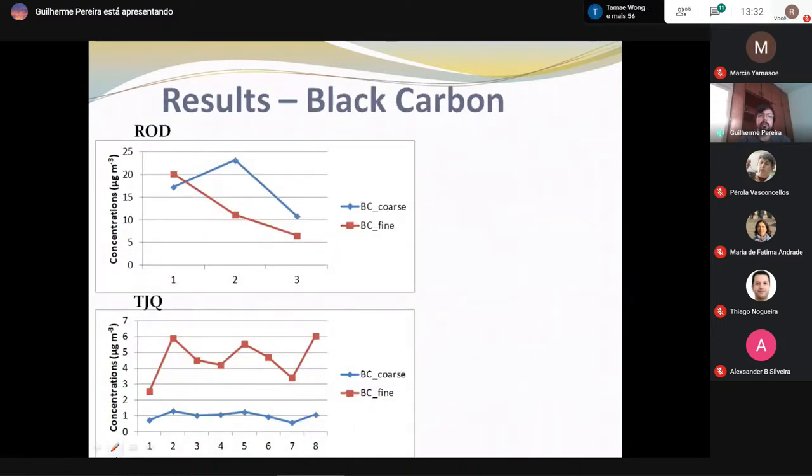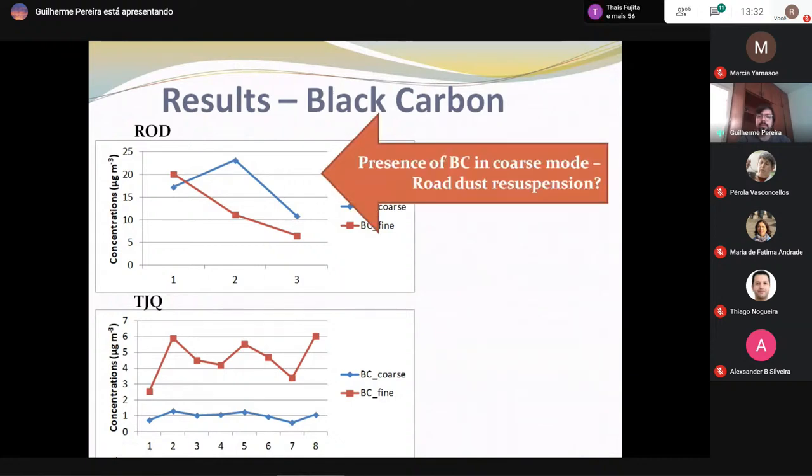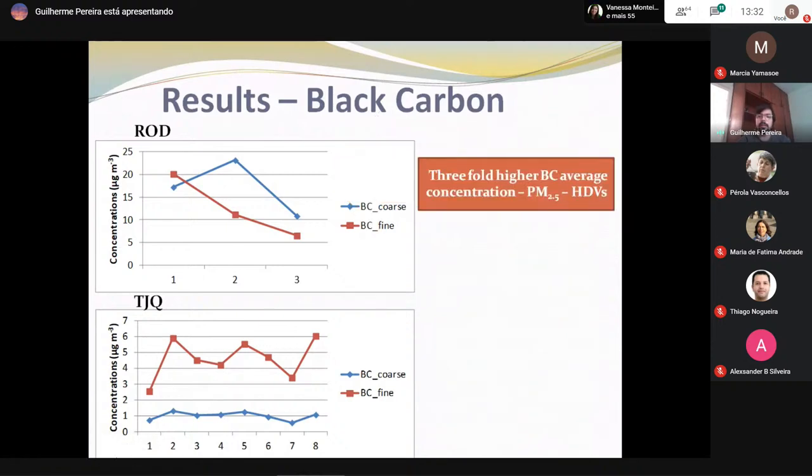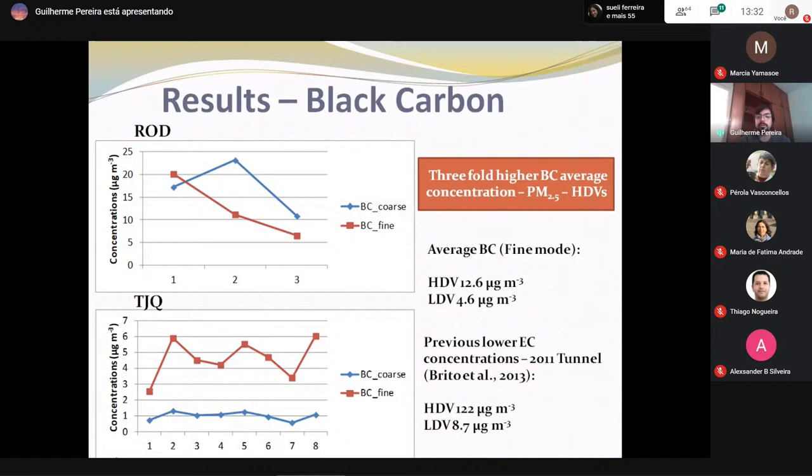Well, here we have some black carbon results for the tunnels. We see a presence of black carbon in coarse mode, which we are still trying to understand, but it may be due to road dust resuspension. And overall, there was a threefold higher black carbon average concentration for PM2.5 in the high duty vehicles, with an average here of around 13 micrograms per cubic meter for high duty vehicles, and 4.6 for the low duty vehicles. It was lower than observed before, 11 for EC, the higher concentrations here.